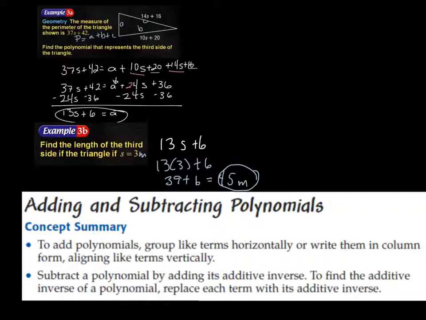To add polynomials, group like terms horizontally or write them in column form, aligning the like terms vertically. To subtract a polynomial, we could find its additive inverse. To find the additive inverse of a polynomial, we replace each term with its additive inverse.